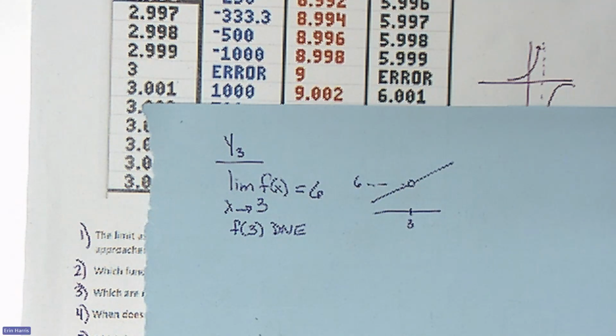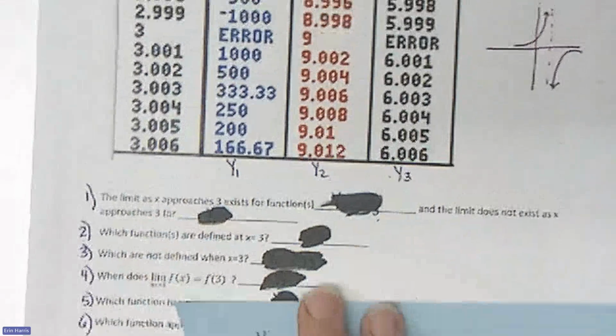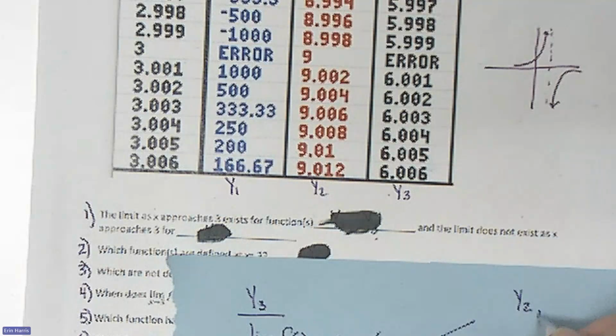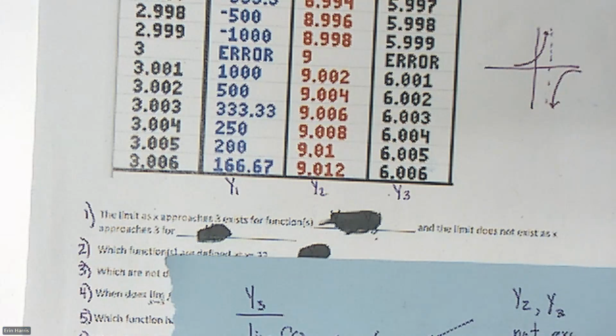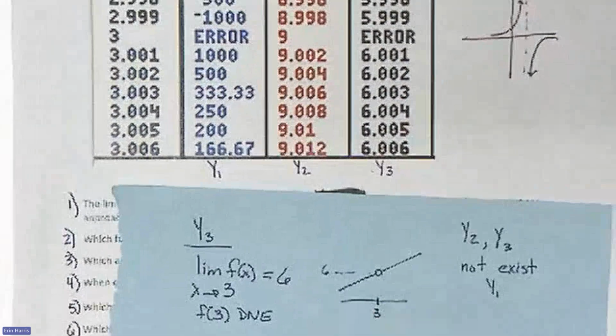Now, the main one that people had trouble with on here was, let's see, where does the limit exist? So the limit exists for functions y2 and y3. It does not exist for y sub 1. Because remember, limit means we can get really, really close to something, a y value.